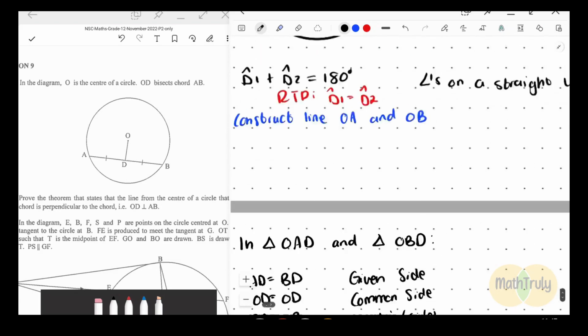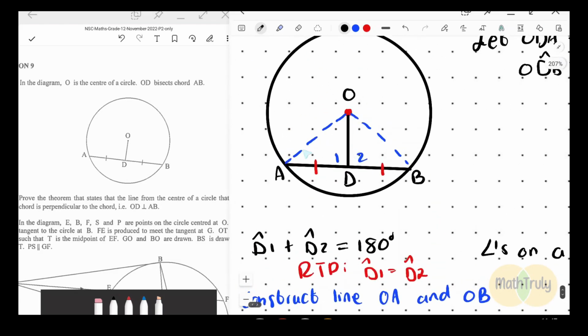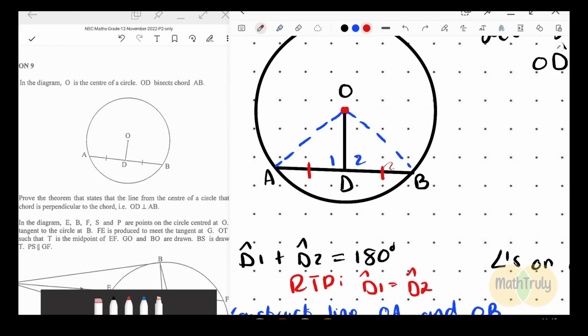Because all these sides are equal and the triangles are congruent, it means that their corresponding angles are also equal. So their corresponding sides are equal, and angles. This angle over here, AOD, is equal to BOD as well. And this angle over here would be equal to this angle. And lastly, this angle would be equal to this angle.